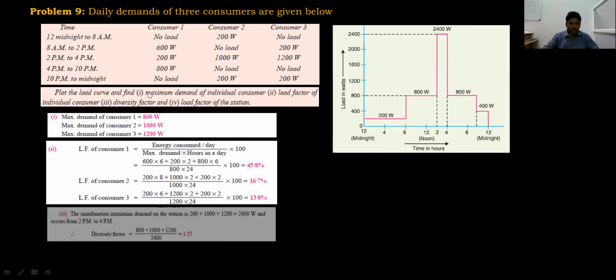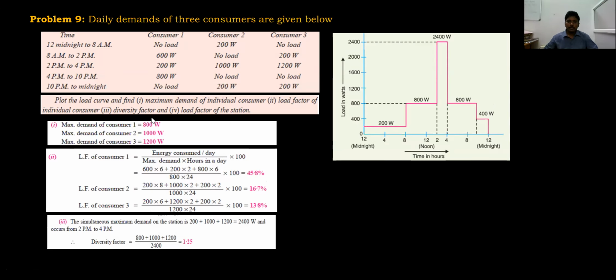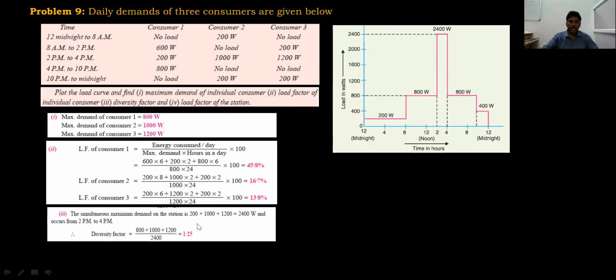And the third question is diversity factor. Diversity factor is the sum of individual maximum demands divided by the maximum demand of the power station. From the load curve for the power plant, we can find that the power plant has a maximum demand of 2400 watts. Therefore, the maximum demand of the power station is 2400 watts. And the sum of individual maximum demands is: consumer 1 maximum demand is 800, consumer 2 is 1000 and consumer 3 is 1200, divided by 2400 gives you the diversity factor of the power plant.